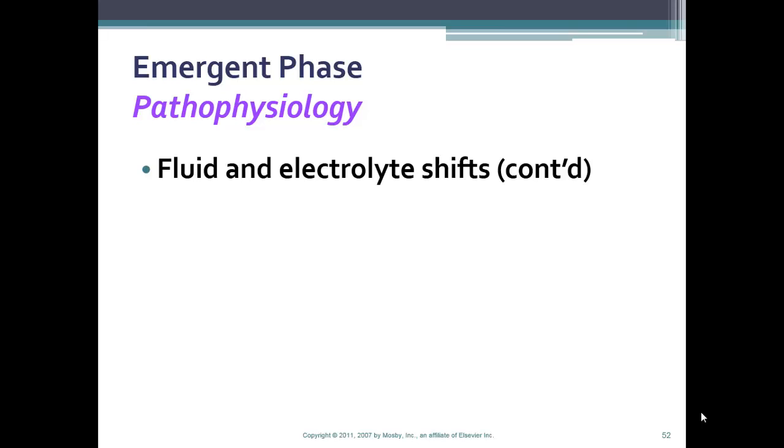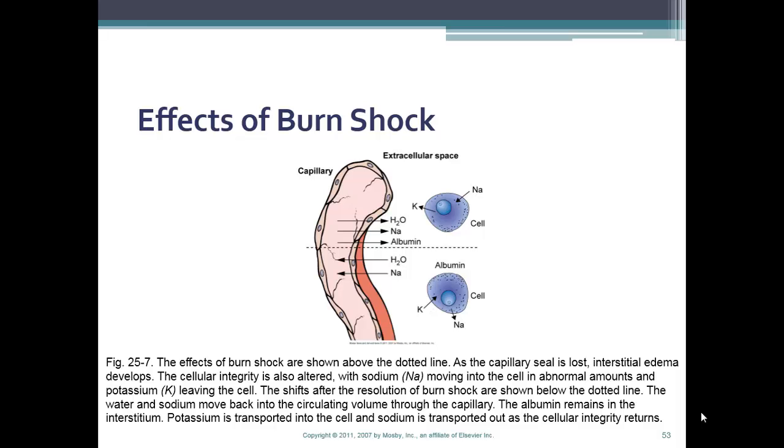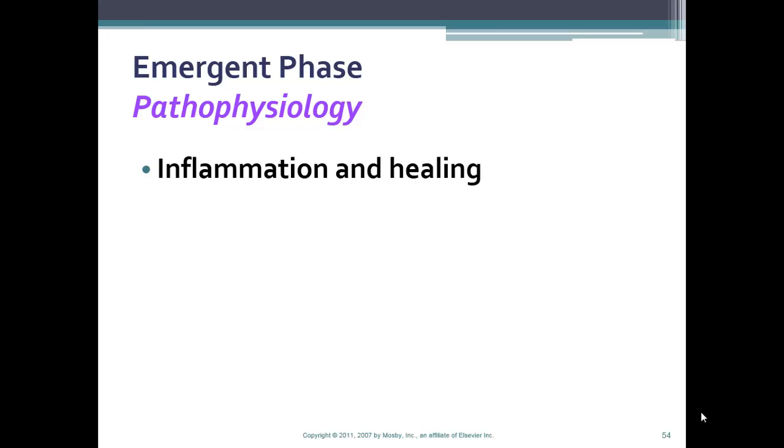They'll have a shift of sodium to the interstitial spaces, and then the potassium will shift first into the injured cells, and then will be released into the extracellular spaces. So, inflammation and healing. Neutrophils and monocytes will race to the site of injury to try to heal. Wound repair will start in the first 6 to 12 hours after injury.